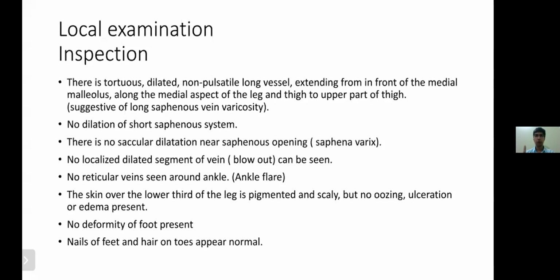So system involved, one. Secondly, the complication seen. Thirdly, the specific terminology, that is Stephanovarix, corona phlebectatica and ankle flare and all those things. Always mention those things. And the last, complications of ulcerations and deformities, which he has mentioned. Do not forget to mention motor deformity, that is deformity of foot, which is very rightly pointed out over here. Deformity of foot is important to mention, and on the basis of inspection, the system involved. Okay, so the next slide.